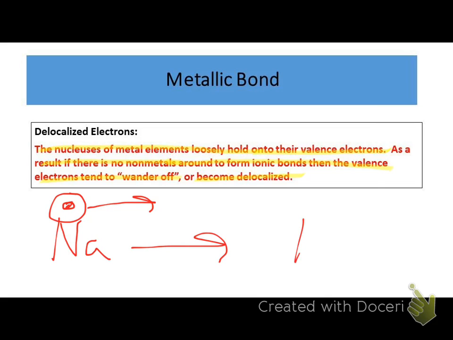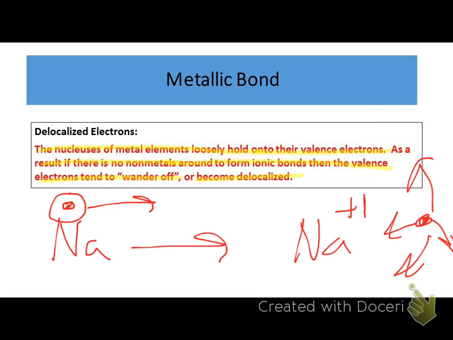And sodium, as a result, is going to form a positive ion, positive 1 ion to be exact. And then we have that delocalized electron out there. That delocalized electron is free to move, to wander in pretty much any direction that it wants to go. And so that wandering electron is referred to as a delocalized electron.